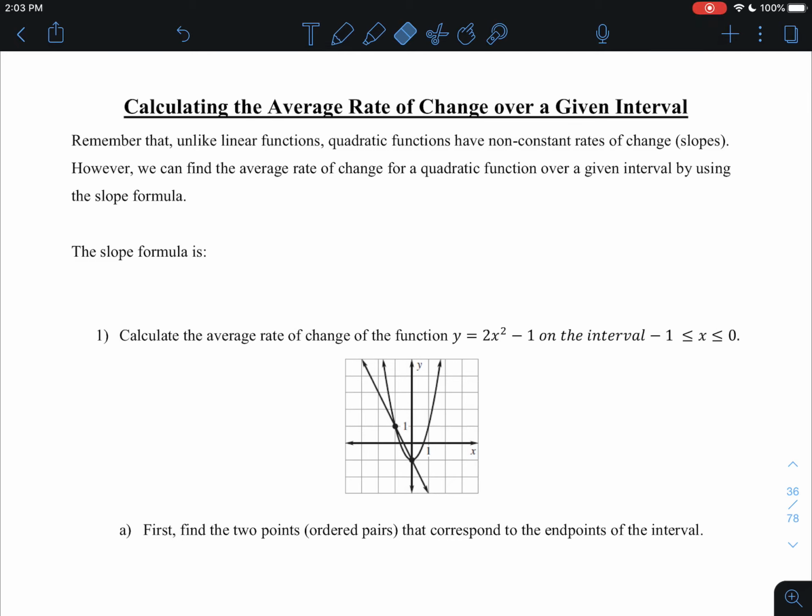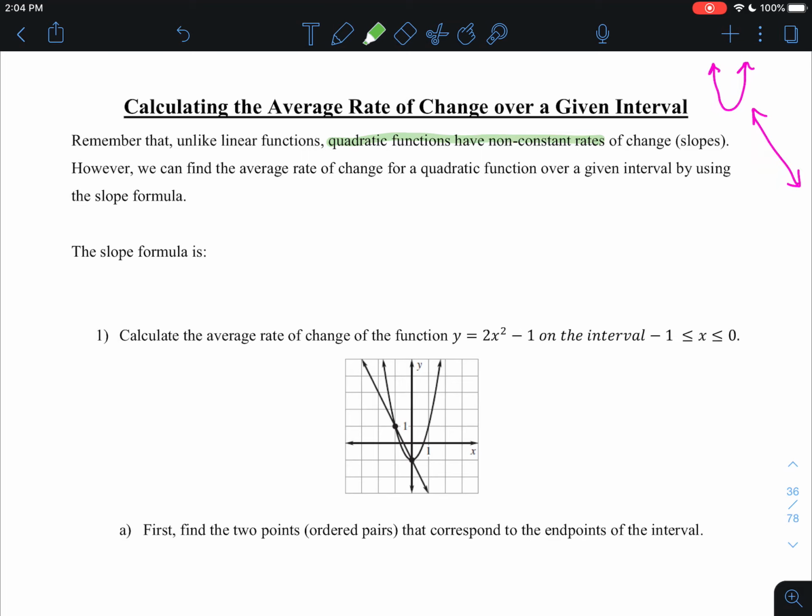Okay, so today what we're going to talk about is calculating the average rate of change over a given interval, but we're talking mainly about quadratic functions. If you think about a quadratic function and its general shape, the general shape of a quadratic function is a parabola. So it's different than a linear function because a linear function is a line. A linear function has a constant rate of change.